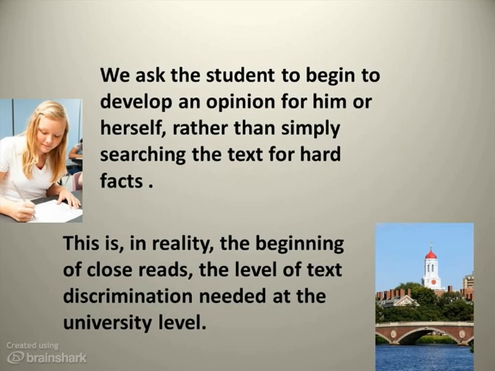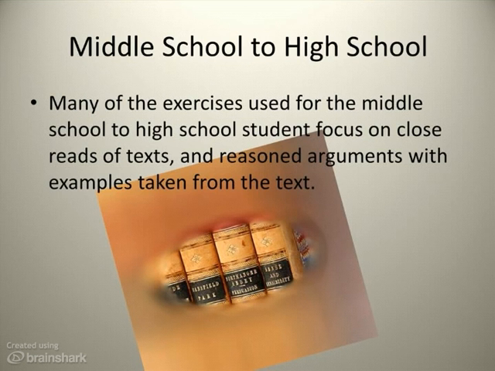At the next level, we begin to ask the student for inference, and this is part of the process of moving towards what are called close reads, which is the level of text discrimination one needs to work at the university level. As the student continues on with close reads, they need to develop more and more sophisticated reasoned arguments, taking examples from the text and using them to develop an expression of their opinion.